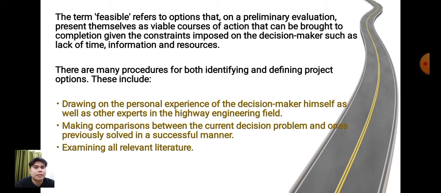There are many procedures for both identifying and defining project options. This includes drawing on the personal experience of the decision maker himself, as well as other experts in the highway engineering field, making comparisons between the current decision problem and ones previously solved in a successful manner, and examining all relevant literature.